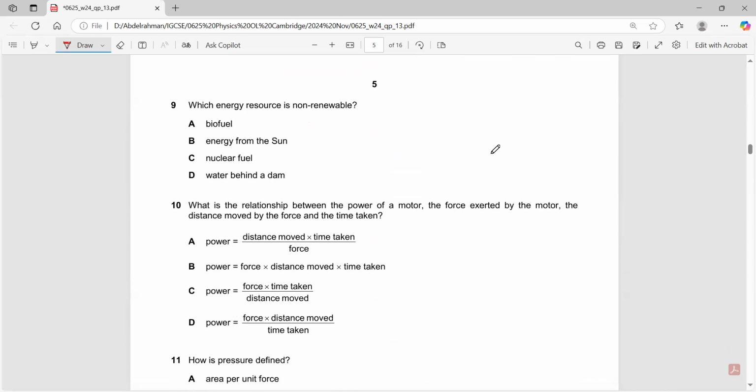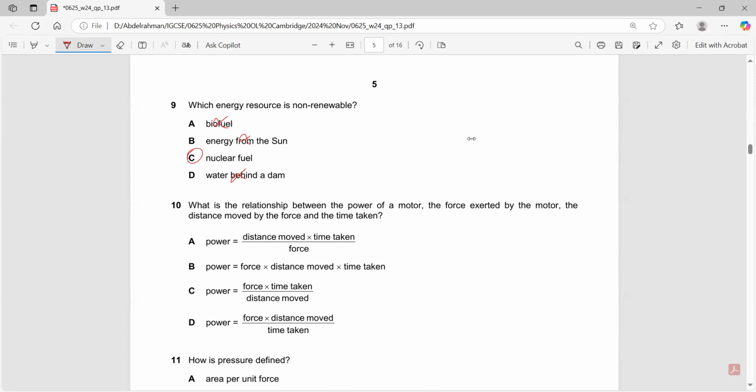Which energy resource is non-renewable? Biofuel? Oh, it's a fuel, so it's not. Biofuel is from the wastes of animals, animal waste. So it is actually renewable. Energy from the sun, water behind the dam. So it's only nuclear fuel. Nuclear fuel. Okay.